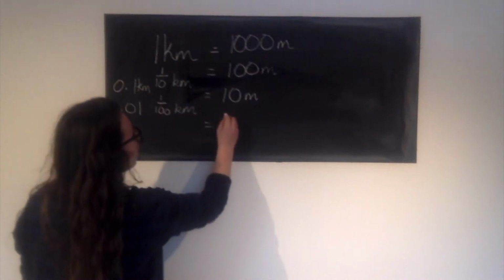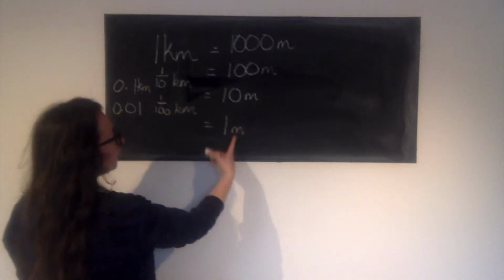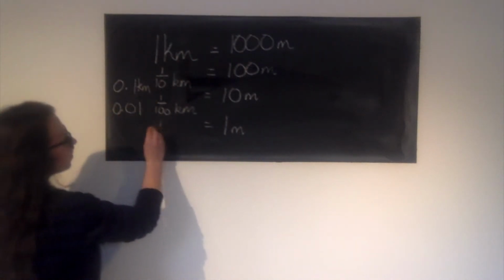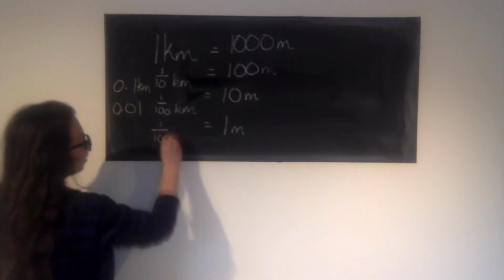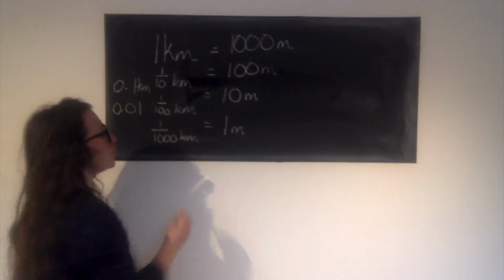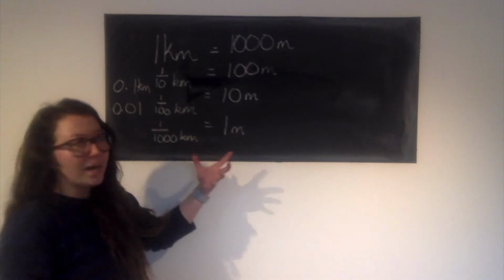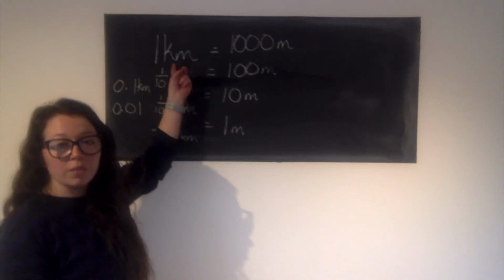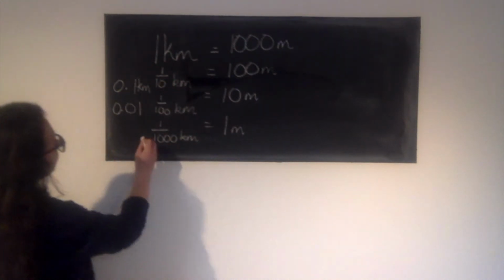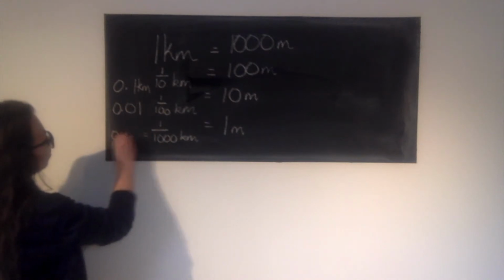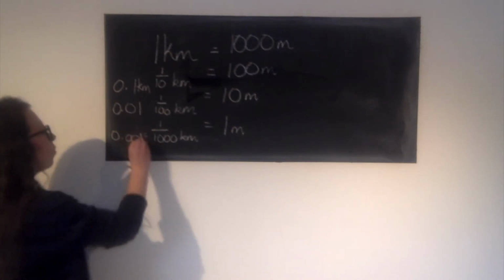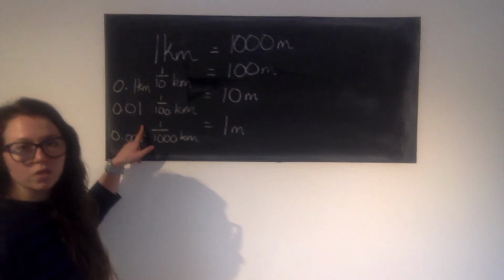And then 1 metre, because we know there's 1,000 metres in a kilometre, is 1,000th of a kilometre. Okay, because it's a fraction of the amount. 1 metre is only a fraction of the kilometre. It's 1/1,000th. And as a decimal, that is 0.001. The 1 is in our thousandths column.